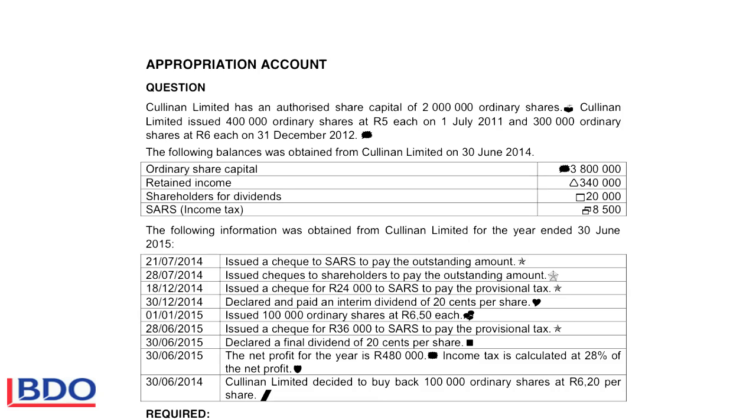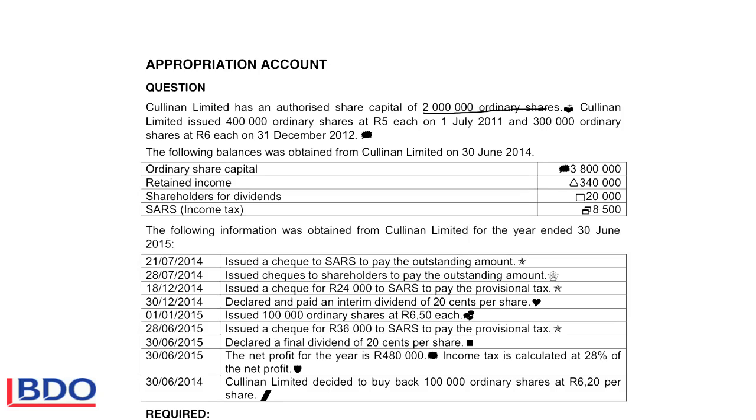Issued a cheque to SARS to pay the outstanding amount. Now, if we look in the trial balance, we see that the amount that's outstanding for the previous year is 8,500. So that means the provisional tax payments in the previous year was not enough, and the business still owes 8,500 to SARS. So the first entry will be to pay the 8,500.